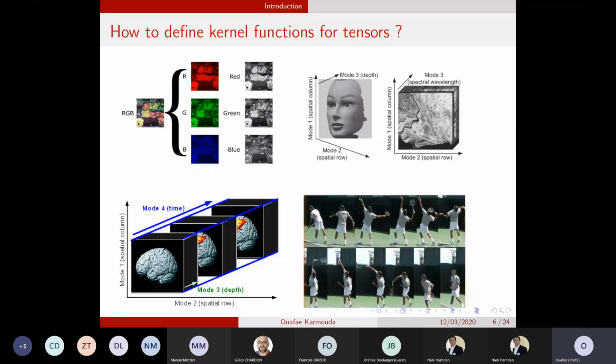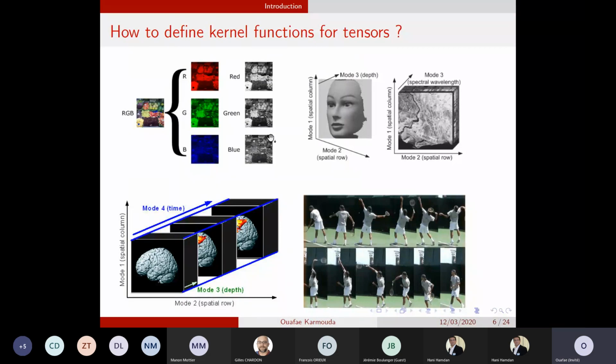So now we want to use this powerful supervised learning algorithm for data that needs several dimensions to be described. This is the case of hyperspectral images, particularly RGB images. Color videos, for example, need four dimensions to be represented, or images coming from functional magnetic resonance imaging need four dimensions to be represented. So the question is, how can we use the kernel methods and support vector machines for this kind of data?